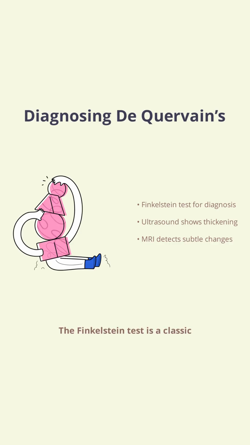The Finkelstein test is a classic clinical maneuver for diagnosing de Quervain's disease. Imaging, especially ultrasound, can show thickening of the retinaculum and increased blood flow in the tendon sheath. MRI may reveal more subtle changes, such as mild swelling or even tendon splitting in severe cases. Recognizing these findings helps guide treatment, which often starts with rest, splinting, and sometimes corticosteroid injections.